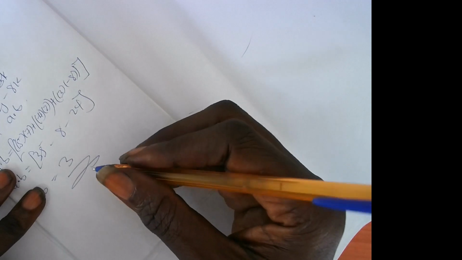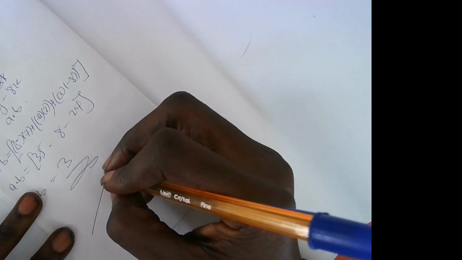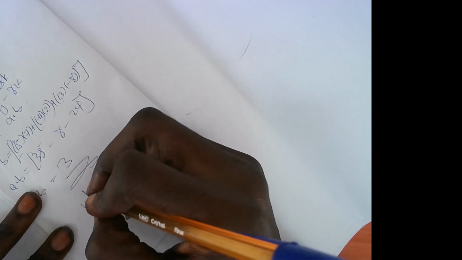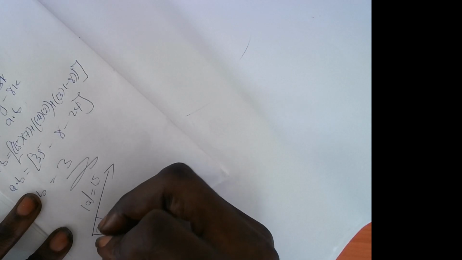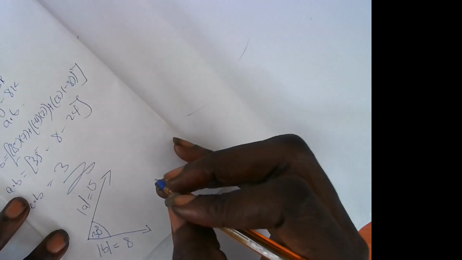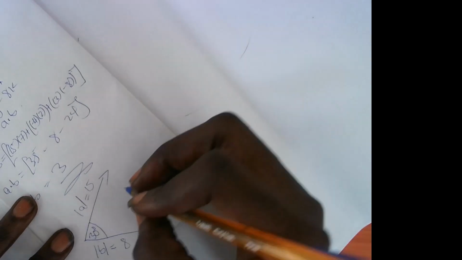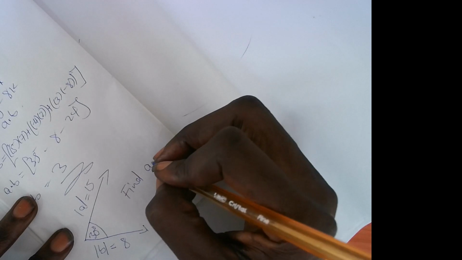Okay, so let's see another kind of example. Let's say that you have these particular vectors. A is pointing this way and it has a magnitude of 15. And B is pointing this way and it has a magnitude of 8. Now the angle between them is, let's say, 30 degrees. So find A dot B. From what we know so far, we should be able to deal with this particular problem. So let's see how we can do it.